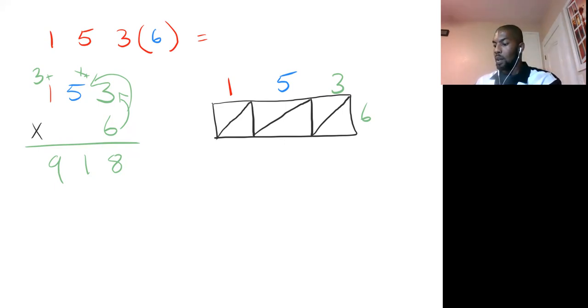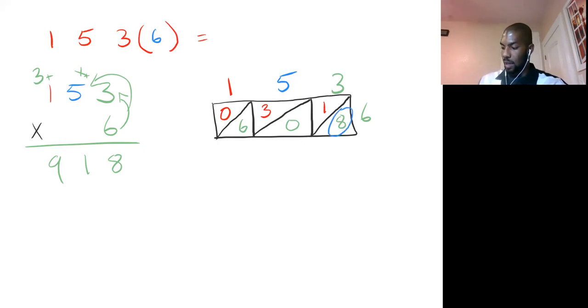There we go. Now, 3 times 6 is, what, 18 we said? So a 1 here, an 8 there, there's your 18. 5 times 6 is 30, so I'm going to get a 3 in the 10 spot, and a 0 in the 1 spot. Then 1 times 6 is 6, so there is no 10s, so just a 0 and a 6. And now I do my adding.